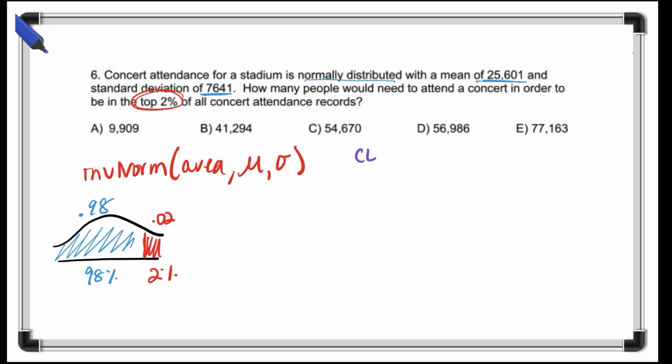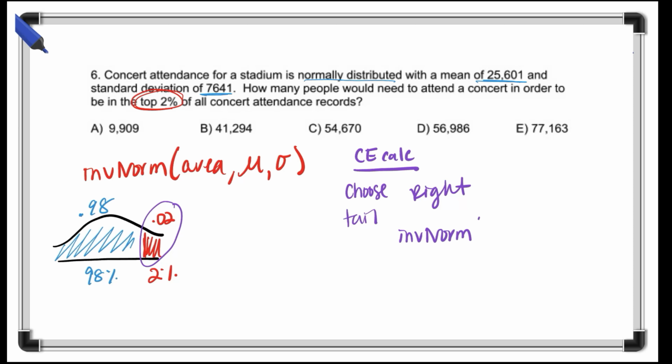So if you have the 84 CE calculator, you can actually choose the tail, okay? And you are told left, right, or center. Now we want to figure out this tail, so in this case you would choose the right tail, okay? And then you would continue with your inverse norm. You are looking at 0.02 because you want that 2%. You're going to put in your mean, which is 25,601, and then your standard deviation, which is 7,641. So that is the first way that you can do it.